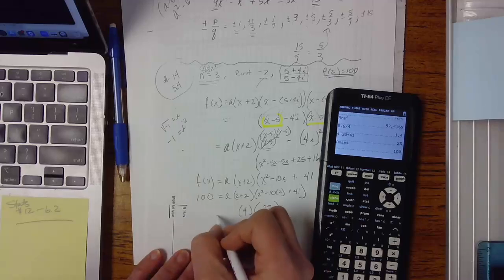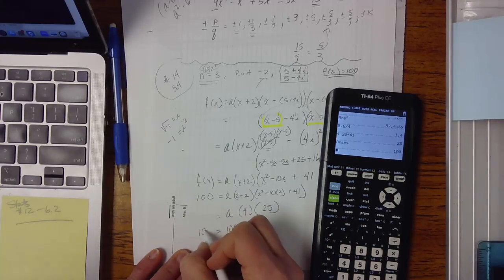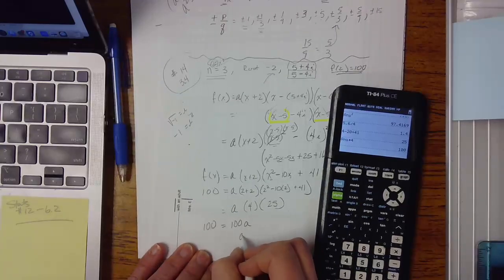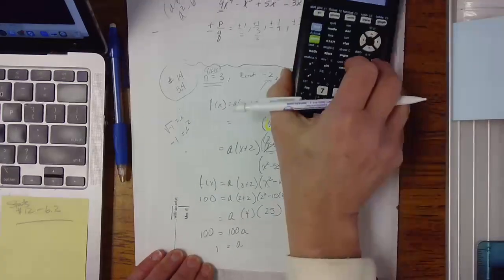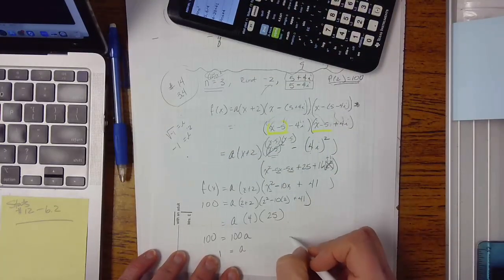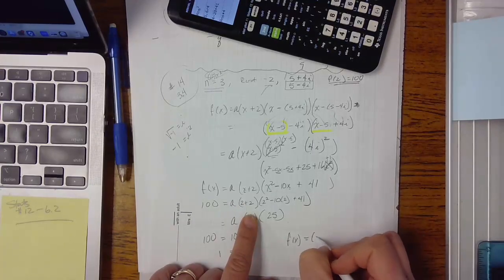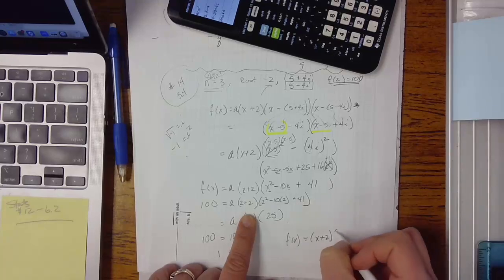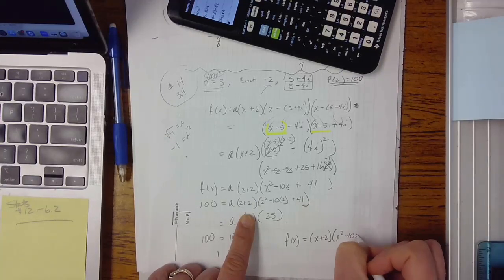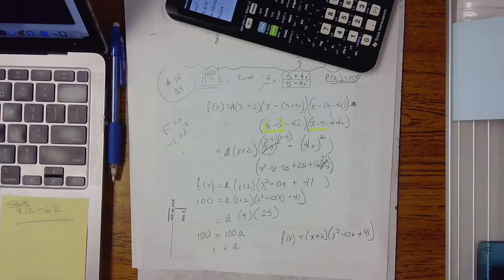So I do get a to equal 1. So 100a is equal to 100. Therefore, a has to equal 1. Now, when you put it into your equation, Kirsten, you should be able to go ahead and put in f of x. So you go ahead and use it in factored form. You're going to go x plus 2 times x squared minus 10x plus 41. Leave it as factored, and then that should get you the correct answer if we've done everything right. But make sure you have the parentheses.